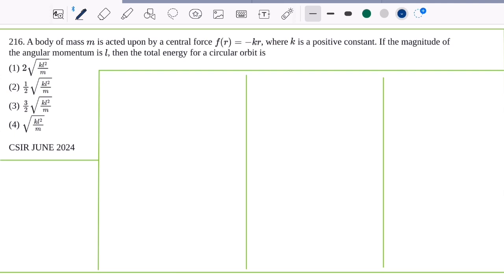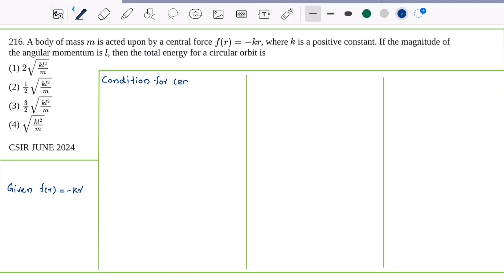In the present problem, the central force F of r is given, the value is minus kr, and we have to find out the total energy corresponding to the circular orbit. This problem is from the section central force. It is given that F of r is equal to minus kr, where k is a positive constant.